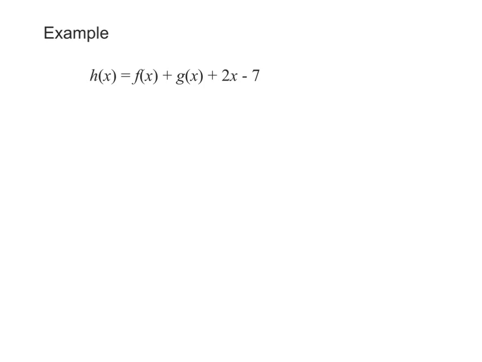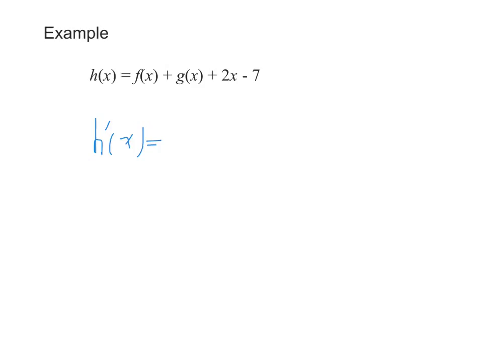In this problem, we don't know anything about f or g, even though they're in the problem itself. All we know is that h of x is defined as f of x plus g of x plus 2x minus 7. What I want to do is write the derivative of h. But again, since we don't know what f and g are, it makes it difficult. Really though, all we're going to do is just write a notation for it. So in this one, I could represent the derivative of h as the derivative of f plus the derivative of g plus the derivative of 2x minus the derivative of 7.